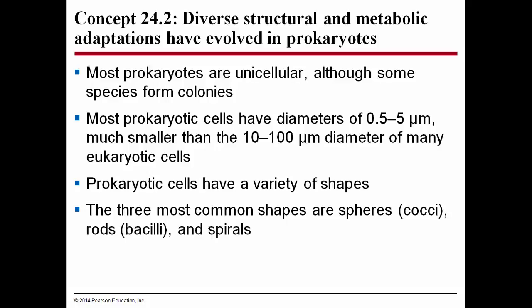Most prokaryotes are unicellular, although some species form colonies. Most prokaryotic cells have diameters of 0.5 to 5 nanometers, which is much smaller than the 10 to 100 nanometers of many eukaryotic cells. So prokaryotes are much smaller. Prokaryotic cells have a variety of shapes. The three most common shapes are spheres or cocci, rods or bacilli, and spirals or spirochetes.